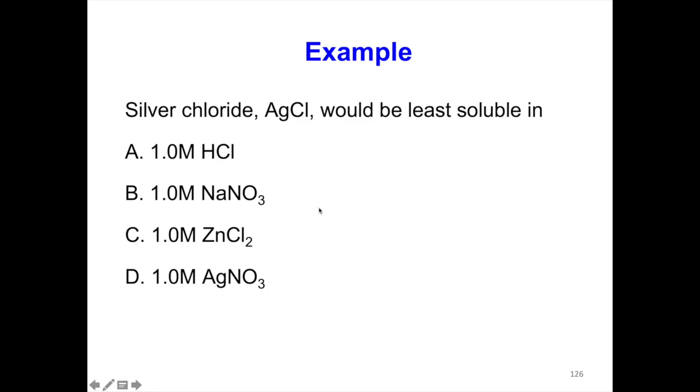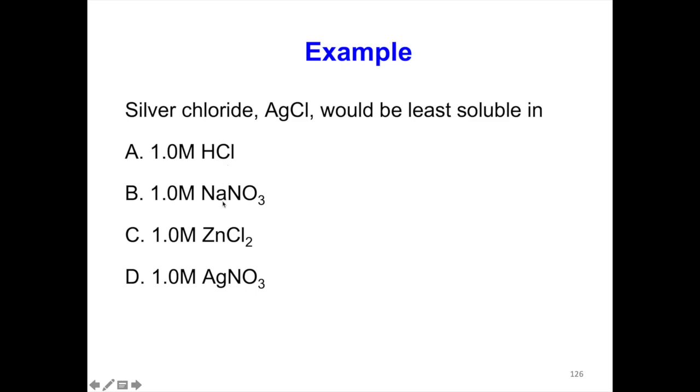Silver chloride, AgCl, would be less soluble in A, 1 molar HCl, or B, 1 molar NaNO3, or C, 1 molar ZnCl2, or D, 1 molar AgNO3. Here you need to find out the common ion first. If 1 molar HCl is added to AgCl, the common ion here is Cl-, which is the chloride ion. So it will reduce the solubility of the salt because of the common ion effect.